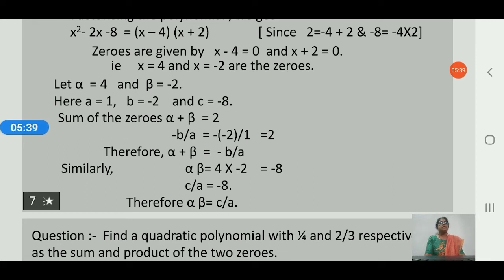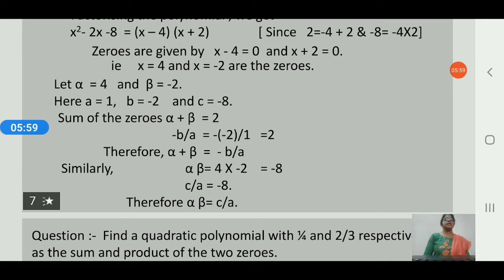Now, coefficient method. Alpha into beta is equal to c by a. And what is c here? Negative 8. Negative 8 divided by 1, which is nothing but negative 8 only. That is, here also we proved alpha beta is equal to c by a. That is, sum of the roots and product of roots we verified.